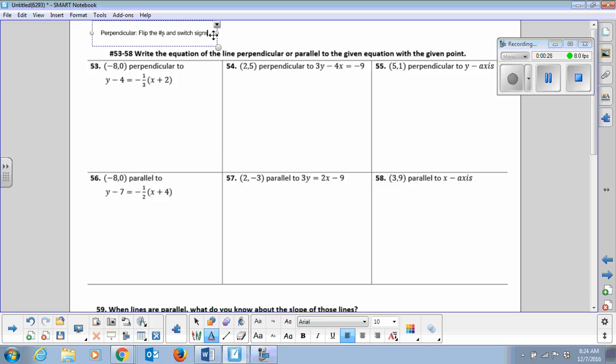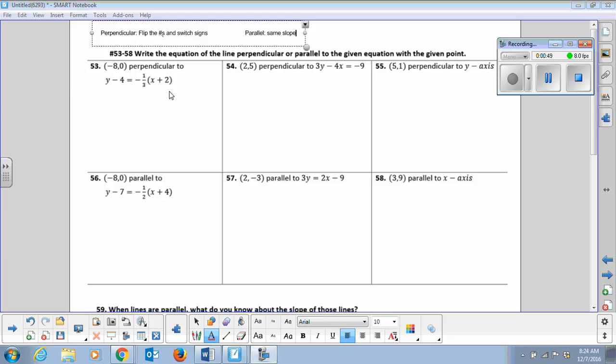The other thing to remember is that for parallel lines, parallel just means the same slope. Okay, so that's when your lines never touch or cross. They are exactly the same slope. Okay, so the first task is to find the slope that they actually gave you.